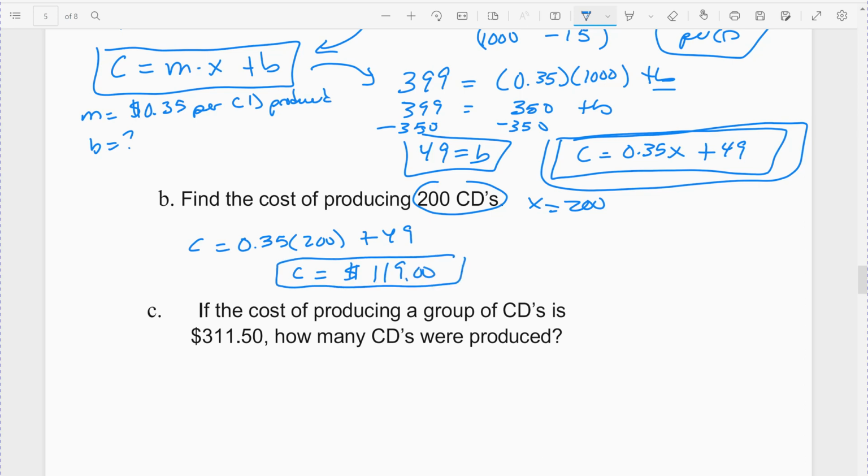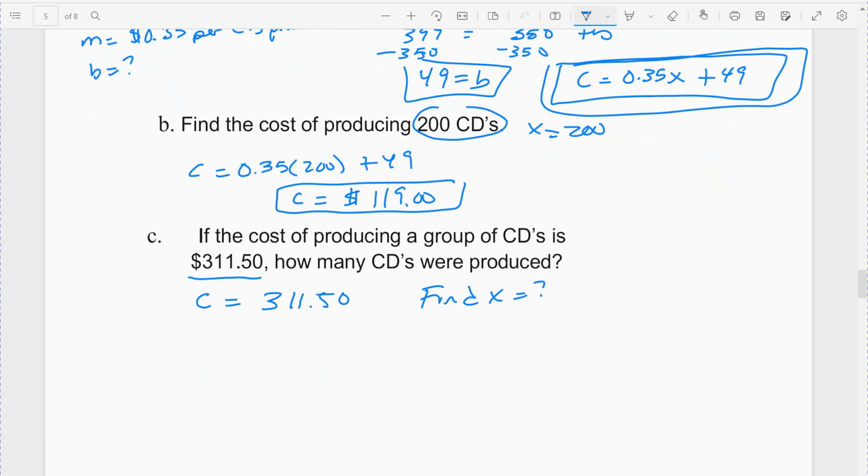Alright, if the cost to produce a group of CDs is, again, so same thing. We ask you for the cost in one, and then the other one we ask you for the X value. So the X value in this case, we're given that the cost was $311.50. Find X, number of CDs. Alright, again, the biggest thing is just make sure you're careful when you plug it into that equation. So cost is $311.5, X is what we're looking for. So 0.35 times X plus 49.